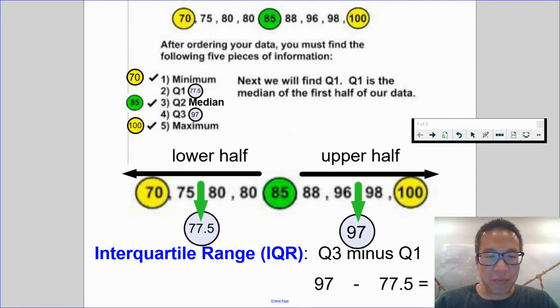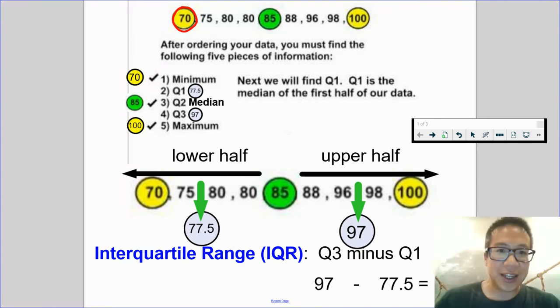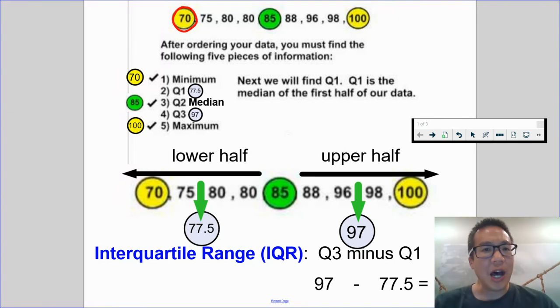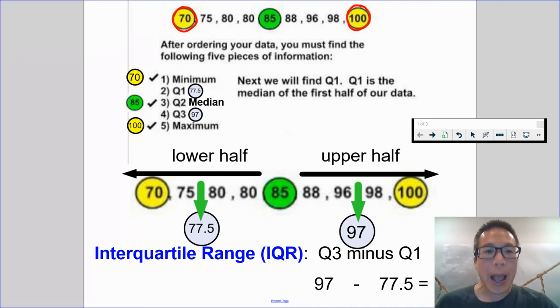So minimum. Minimum means the smallest value, the least value. That is why 70 is the minimum. What's the opposite of minimum? Maximum. That's the greatest value. So it's on the opposite side, which is 100.